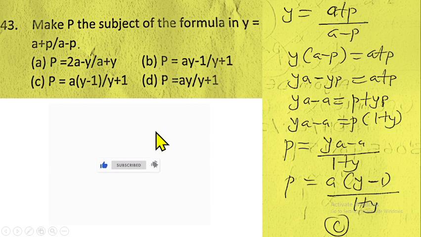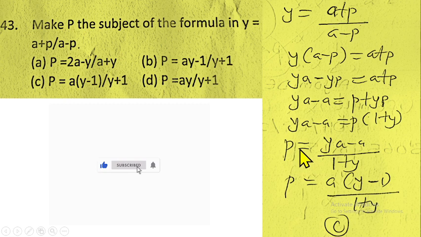Question number 43, you have to make p the subject of the formula in this relation: y is equal to a plus p over a minus p. So you have y equals a plus p over a minus p. If you cross multiply, you have y into a minus p equals a plus p. Open the bracket: ya minus yp equals a plus p. You can take like terms now. So that will give us ya minus a equals, take this one to this side, p plus yp. So you can factorize p out here because you are looking for p. Factorize p out, you have p into 1 plus y.